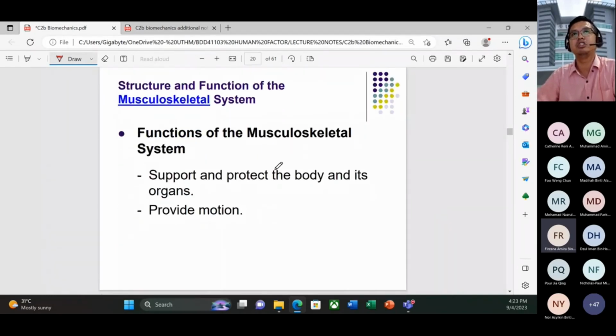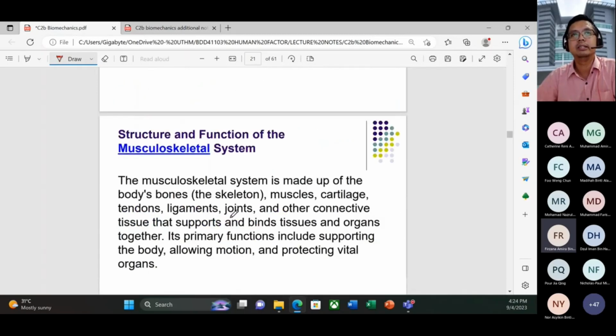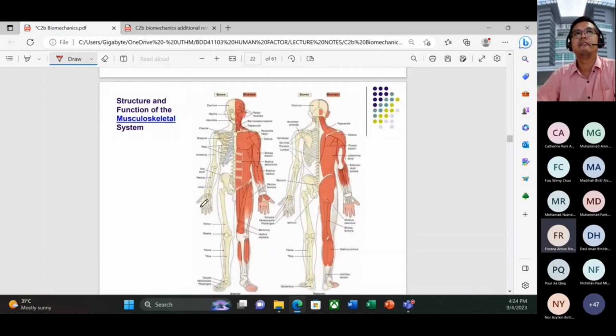Okay, this is structure and function of the musculoskeletal system. So you might ask me, doctor, what is a musculoskeletal system? This is our first time hearing the word musculoskeletal system. So the function of the musculoskeletal system is to support and protect the body and its organs, and also to provide motion. So this side is a bone, this side is a muscle. All these things we call a musculoskeletal system.